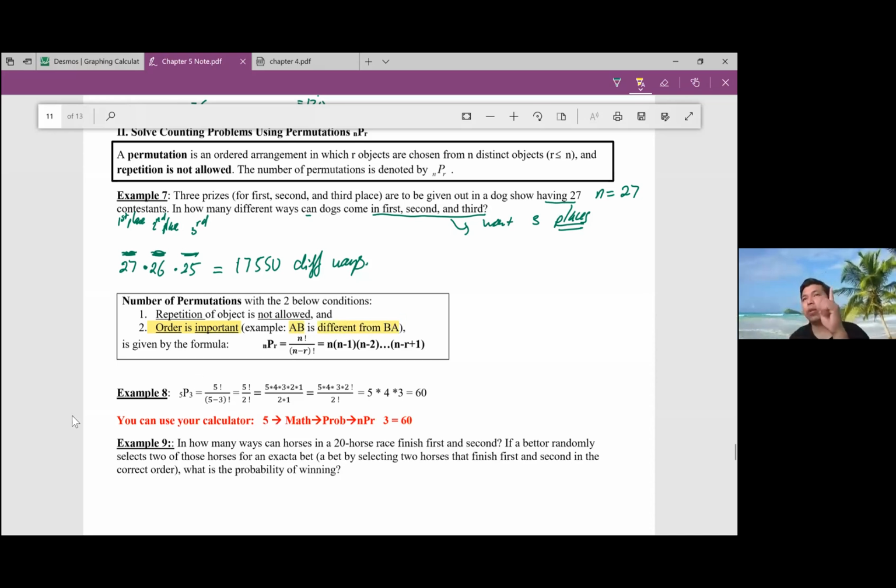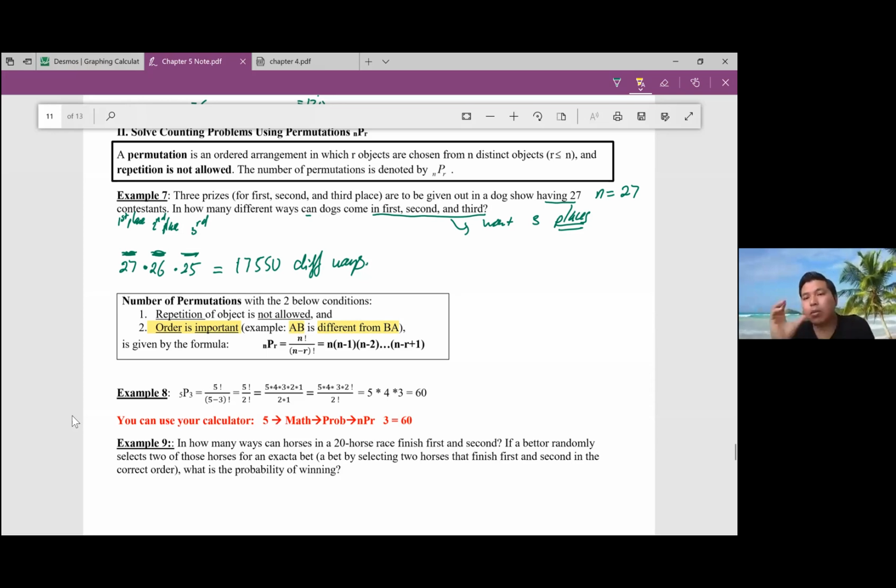Okay, so if dog A wins the first prize and dog B wins the second prize, if you flip them around, it's not going to make sense, right? Because dog B already won the second prize. So AB is going to stick with AB, right? Because the order matters. If the first dog already won the first place, there's no way the second dog wins the first place. So we cannot switch them around, right? So AB is different from BA.